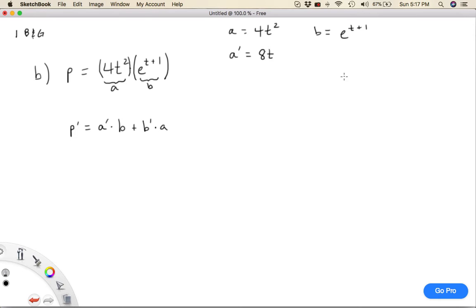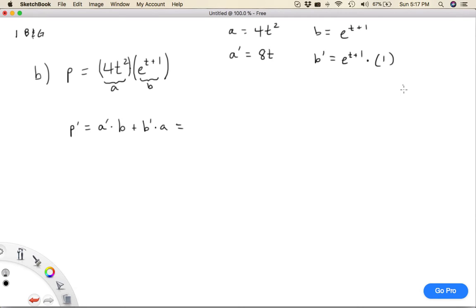to the t plus 1, this is technically a chain rule because e is being raised to the power of t plus 1, which itself is a function. So B prime is going to be the original e to the t plus 1 times the derivative of t plus 1, which actually in this case is just 1. So kind of an unnecessary step, but I just wanted to remind you that e to a power can be considered a chain rule. So look out for that on your test.